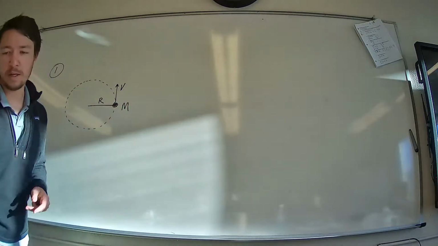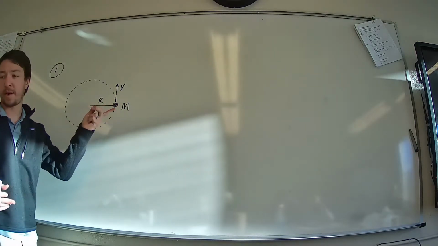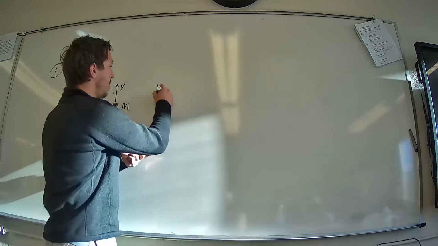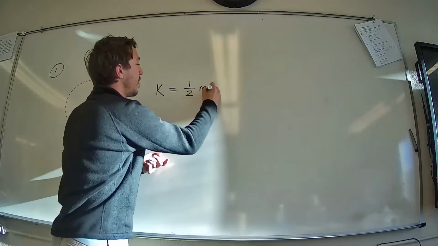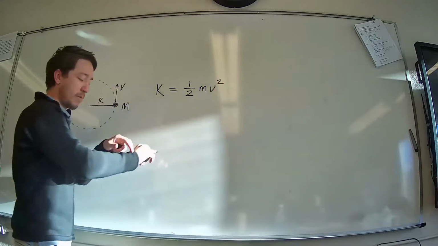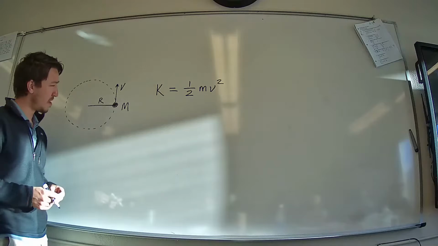And so we want to talk about what's the energy of this system, but not in terms of M and V, because we know how to do that already. That's going to be 1/2 mv squared. Everyone remembers that, right? Okay, so that's kinetic energy.